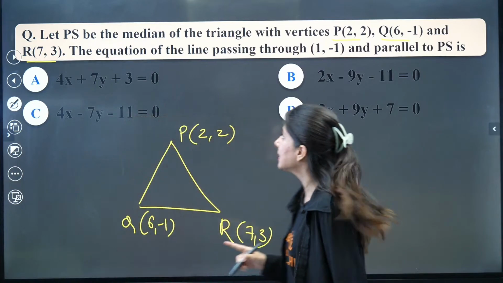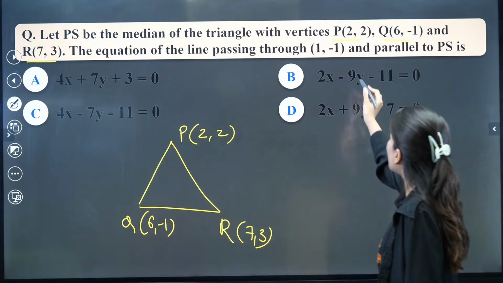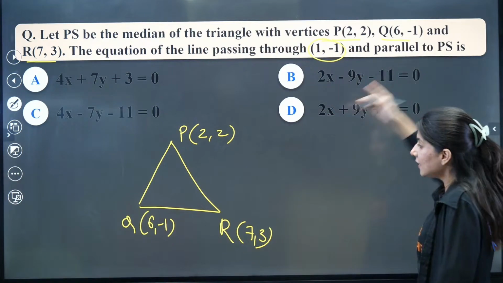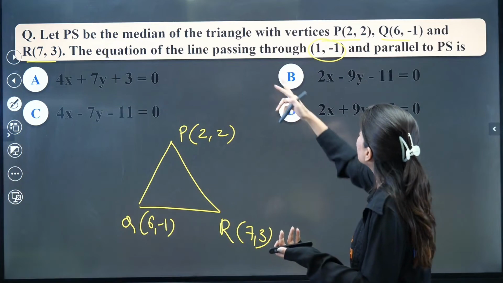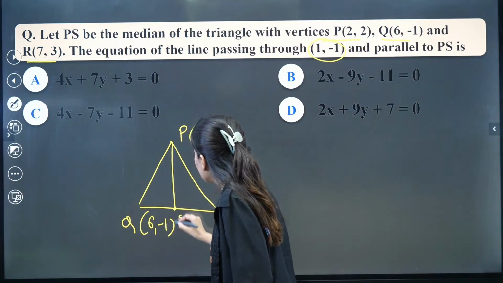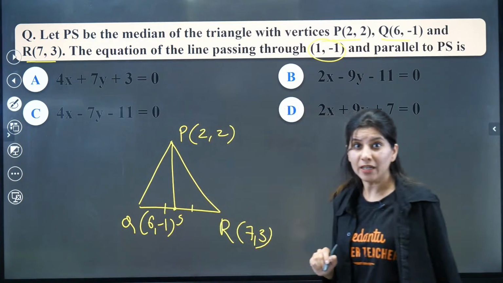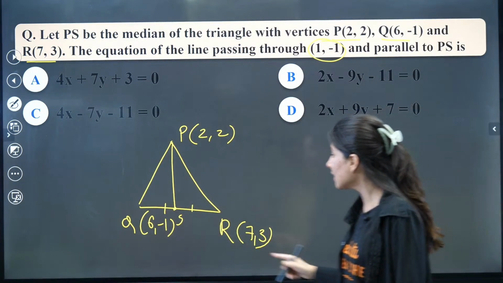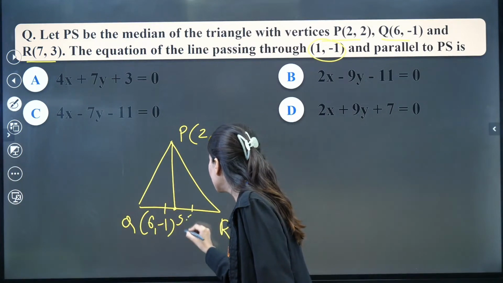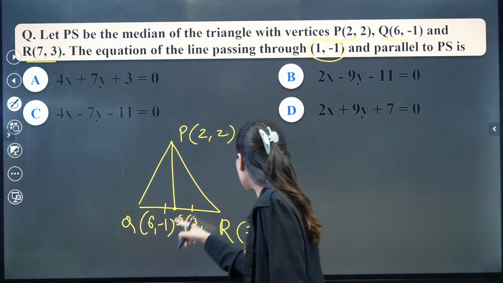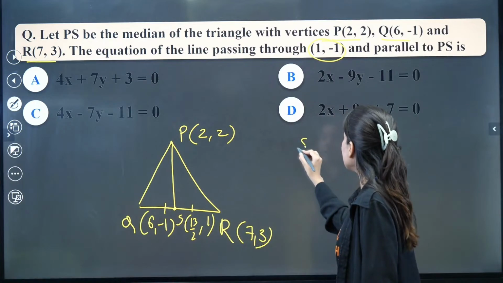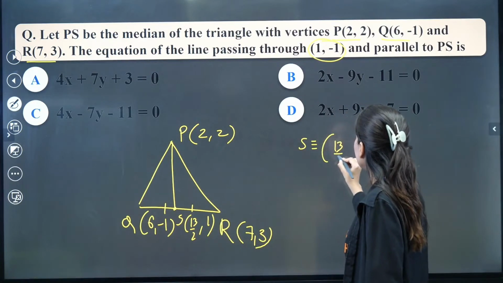The equation of the line passing through 1, minus 1 and parallel to PS. What is PS? PS is the median of the triangle. These two parts are equal, so S is the midpoint. Can I calculate S? 6 plus 7 by 2, so 13 by 2, and minus 1 plus 3 is 2 by 2, that is 1. So S is 13 by 2, 1.